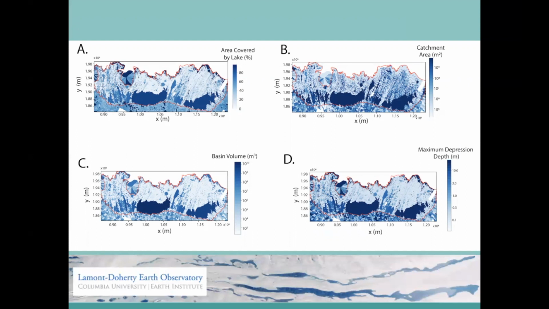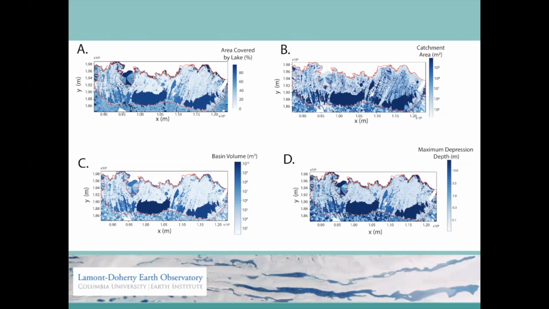B, catchment area. Again, we see the largest catchments by the grounding line. Basin volume. Again, we see the most voluminous catchments by the grounding line, and maximum depression depth. So the deepest point in the basin, those deepest areas are found in, again, catchments by the grounding line.